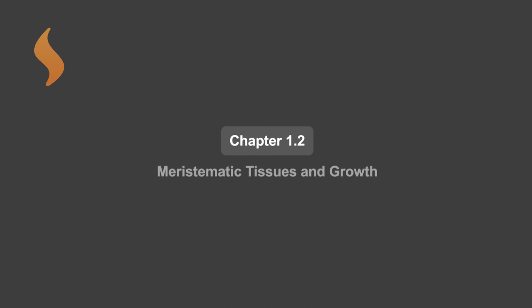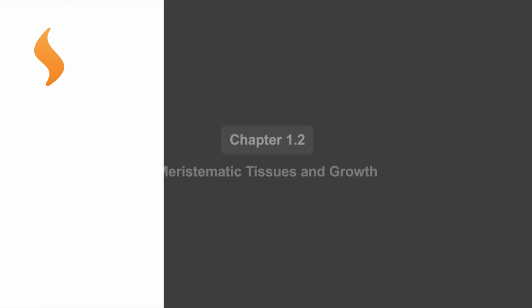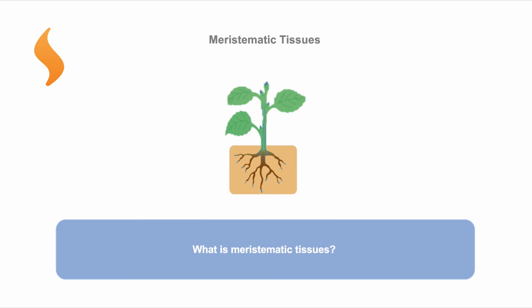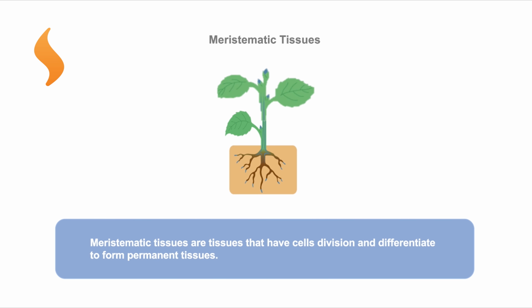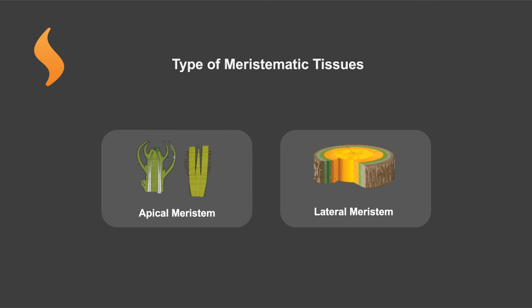In Chapter 1.2, we will discuss meristematic tissues and growth. What are meristematic tissues? Meristematic tissues are tissues that have cell division and differentiate to form permanent tissues. There are two types of meristematic tissues: apical meristem and lateral meristem.